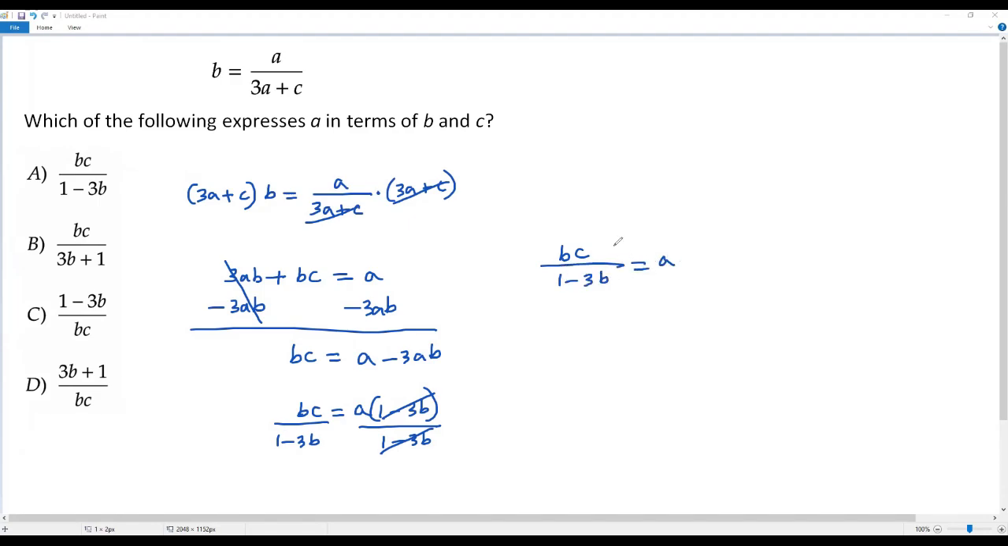Here I got the value of A in terms of B and C. That is A equals BC over 1 minus 3B. I find this one in answer choice A. The correct answer choice for this question is A.